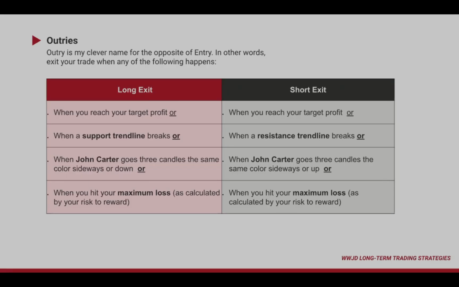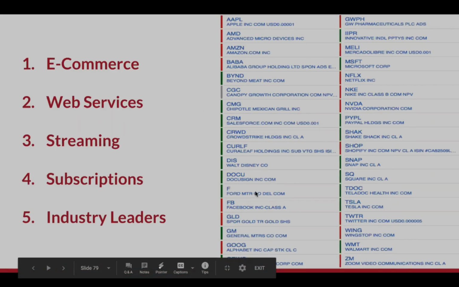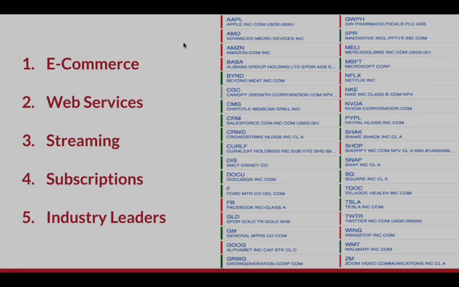Now, to give you guys a head start, here's a couple of companies that you can look for. E-commerce is what everybody's looking for right now. That's the number one thing. All right. Just Google e-commerce. Give me some e-commerce stocks. That's what I want to buy my options on.